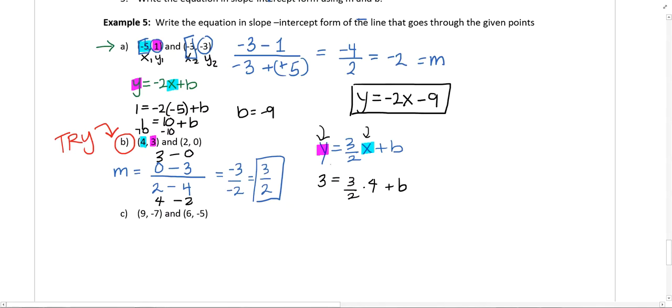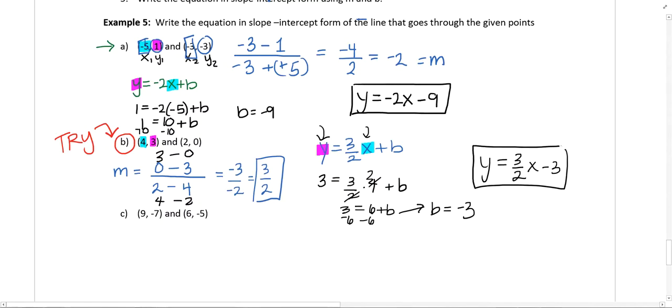You could use either point when you move on to the next step where you plug in the x and the y here. All right, so I'm going to go ahead and cross cancel. 2 goes into 4 twice. So that gives me 3 is equal to 6 plus b. Subtract 6. And I get that b is equal to -3. So plugging in the m and the b, here is my answer.